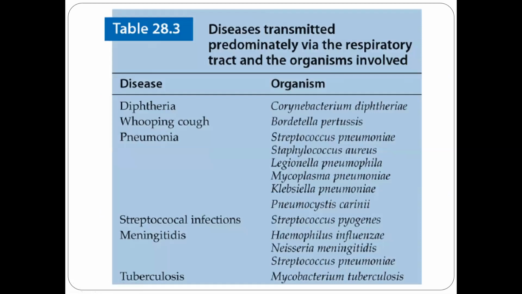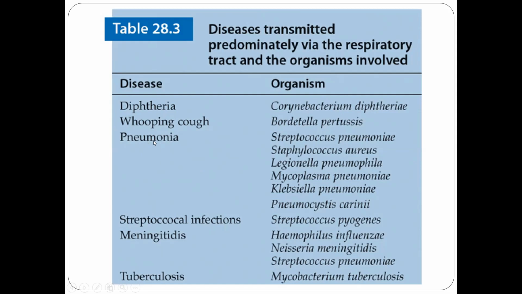Now, this is a table, which is all these pathogens. We're gonna go over them one by one during the next video and some of the slides. So this is what we call disease transmitted predominantly via respiratory tract and organisms involved. So we go over this briefly. Diphtheria, Corynebacteria diphtheria. We will talk about detail about that. Now, second one, the Bordetella pertussis will cause whooping cough. That's a very productive cough for young kids.